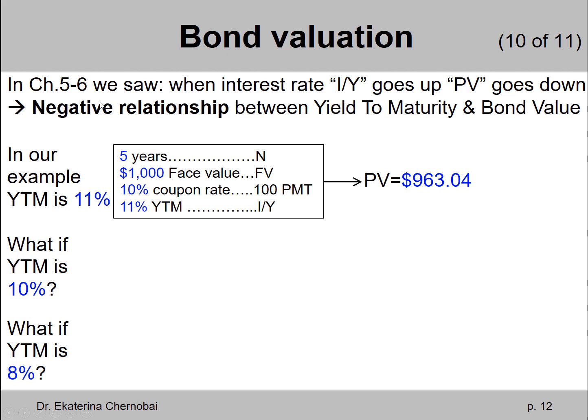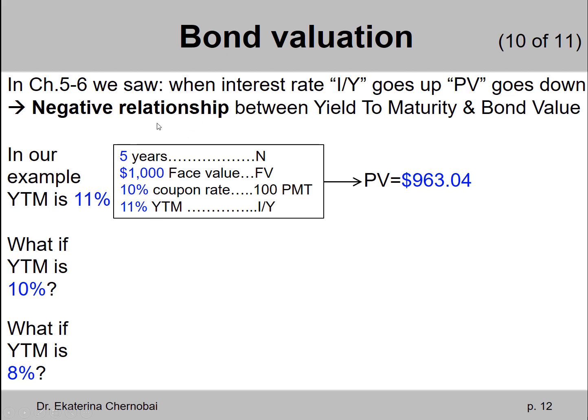So let's continue. In chapters 5 and 6, we saw that whenever the interest rate or IY is higher, the present value is lower, right? So there was this negative relationship between the discount rate or the interest rate and the present value. And it remains true when we talk about bonds, right? Why would it be any different? It's the same. So IY, the interest rate, is called yield to maturity, and the present value in the context of bonds is the bond value, what we just did. So there is again a negative relationship between the yield to maturity and the bond value.